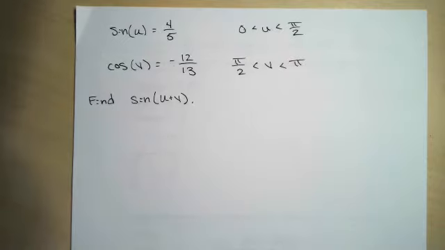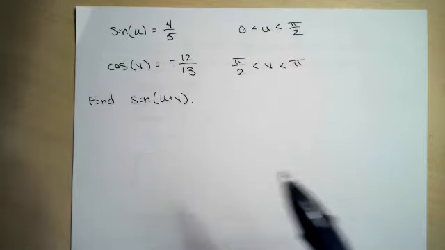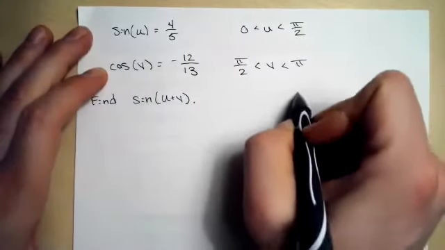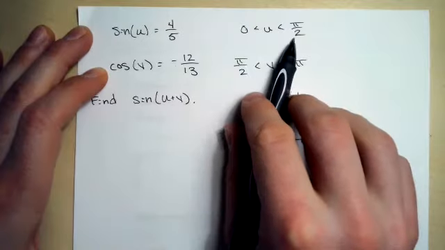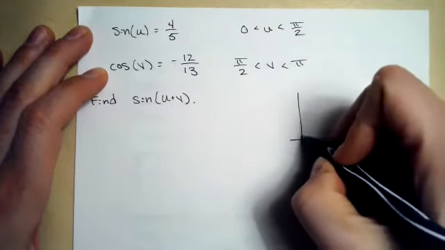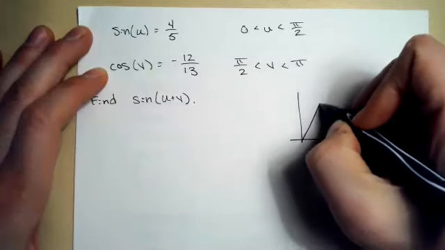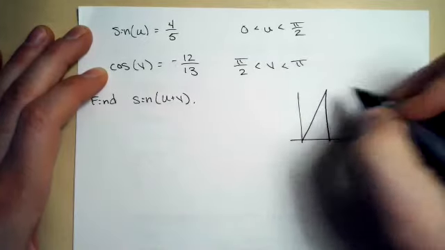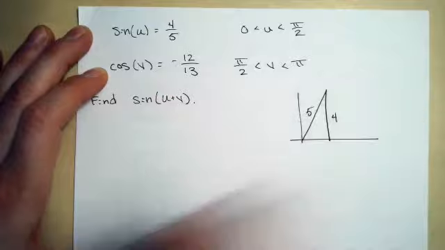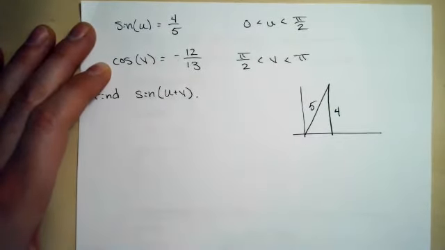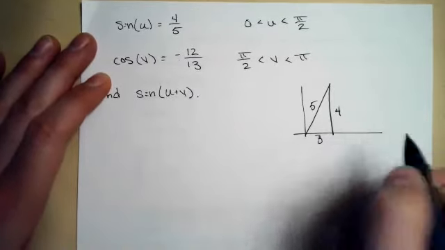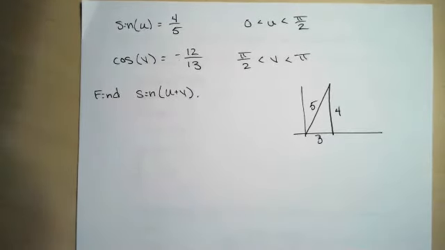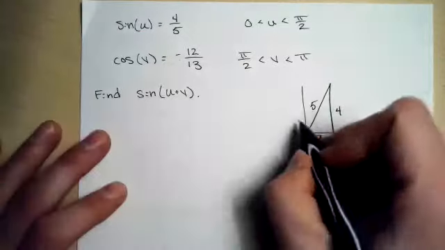So as with any of these problems, I always like to start off just by drawing the triangles and figuring out all the sides. Our angle u is in the first quadrant with a sine ratio of 4/5. So that third side, use the Pythagorean theorem. Hopefully you guys are getting used to seeing some of these Pythagorean triples though. So that other side's going to be 3. Let's go ahead and label that.